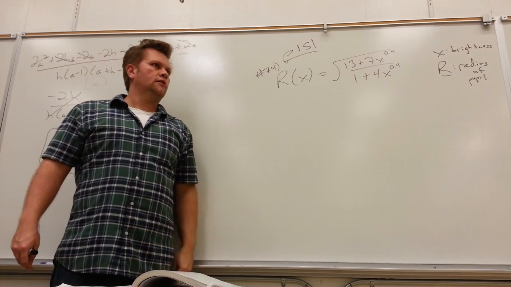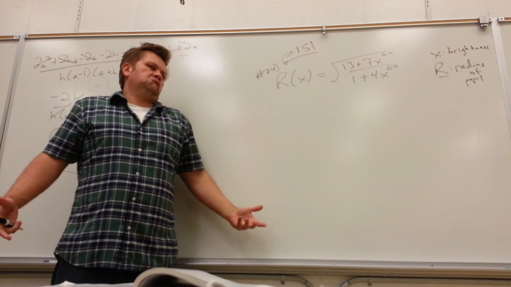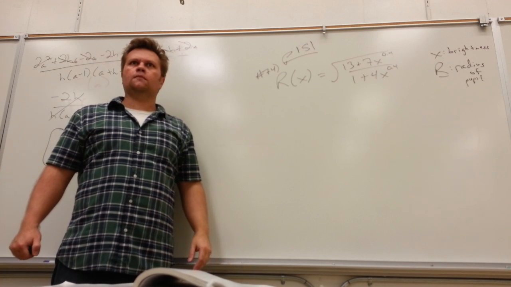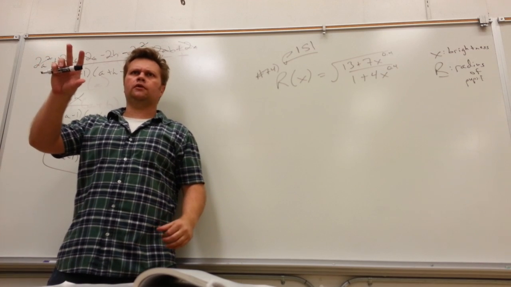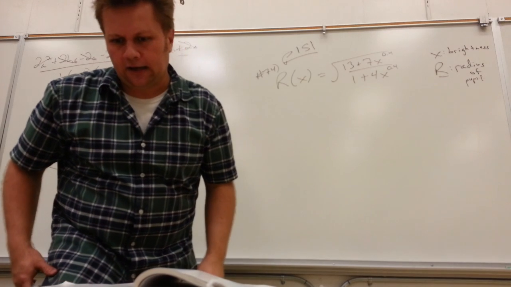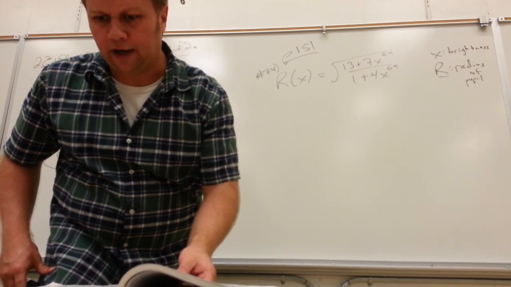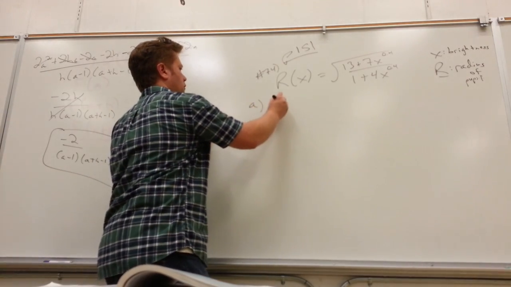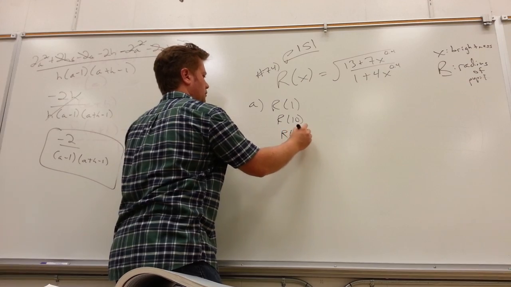How can you do this one? Well, if you want to. So whoever asked that question, is this the right one? Yes, okay, good. You can ask whatever you want out of the book. R is in millimeters, x is brightness. And so part A just wants to find R of 1, R of 10, R of 100, I think.